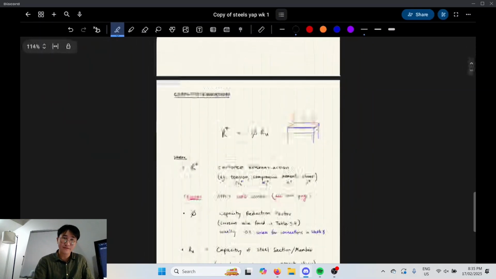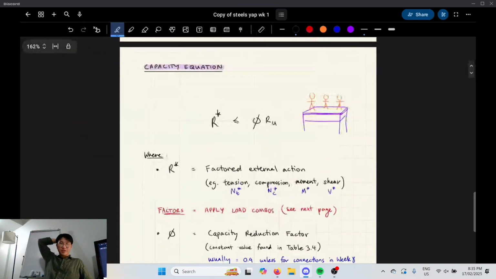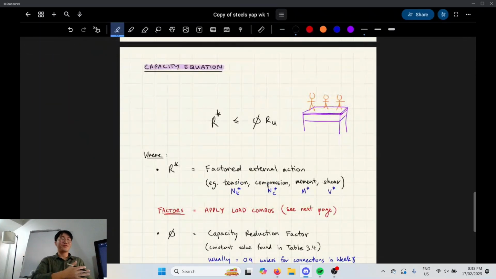First things first, this is the capacity equation. Everyone in this room has done concrete before, but for the people watching this video, this might be your first design course. In second year you did solid mechanics, engineering mechanics, maybe structural analysis. These courses don't really show you what a design engineer does in a workplace. Design engineers have to satisfy this equation essentially. It's saying that the external forces have to be less than or equal to how strong a structure is.